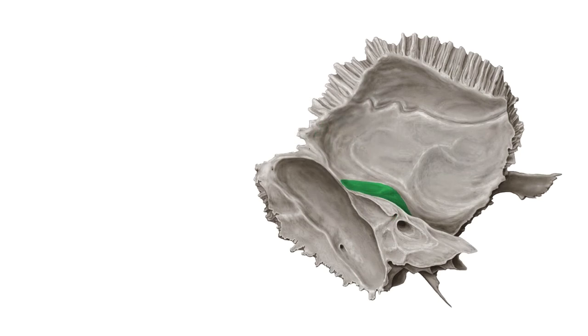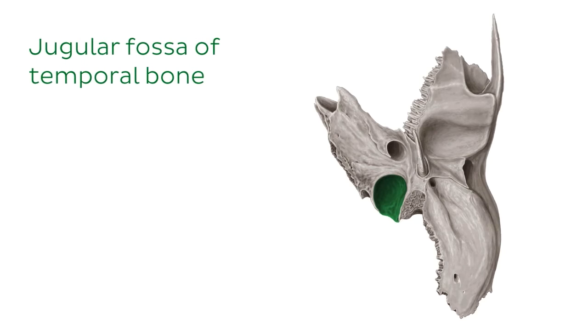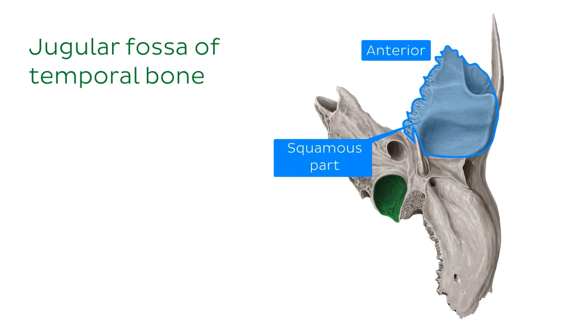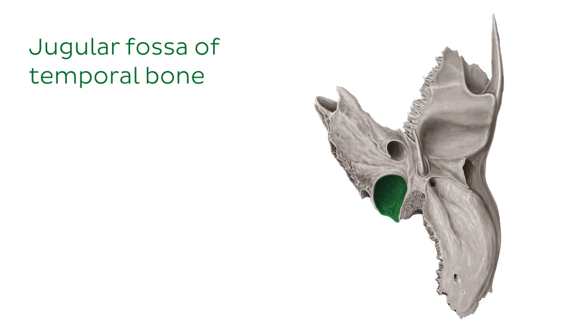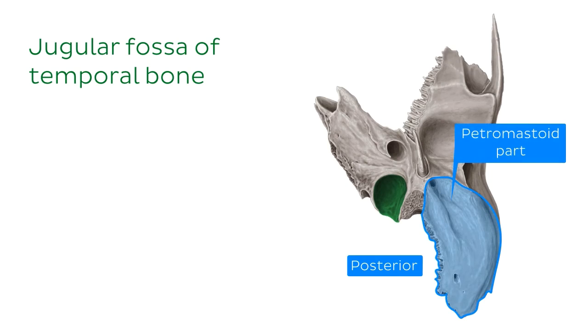Let's now switch our viewpoint to look at the temporal bone from an inferior view. In other words, we're looking at the underside of the bone. At the top of our image is the anterior part of the temporal bone, which consists mostly of the squamous part of the bone. The parts of the bone on the left and at the bottom of our image are showing the petromastoid part of the bone. The depression highlighted in green is known as the jugular fossa. Located within this fossa is the bulb of the internal jugular vein.